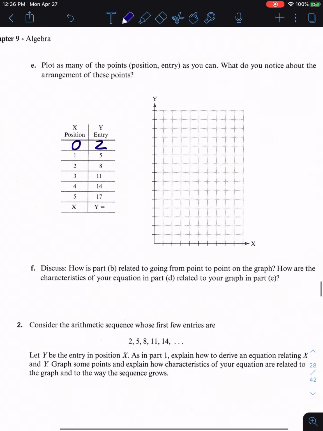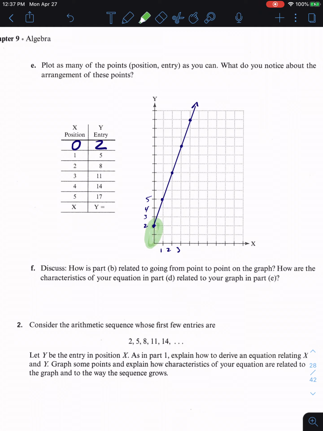So our initial position of 0 was a 2. So 0, 2, and if we graph this, then 1 would go to 5, and 2 would be at 8, etc. And we can actually draw a line through these values. And what do we notice about the line? Do you notice that it's a straight line, similar to proportional? But what's the difference with proportional lines?